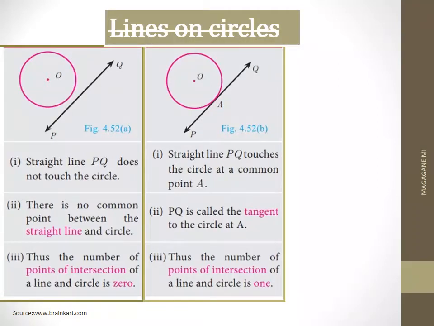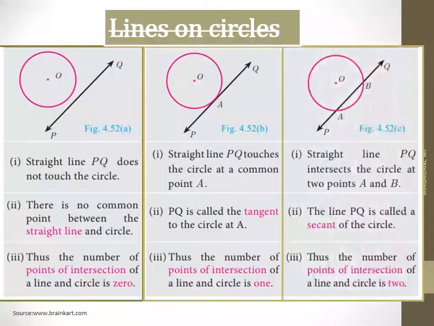Therefore, the number of points of intersection of a line and a circle is 1. So we only have 1 point of intersection. Here, if you solve for x and y simultaneously, you'll only get one x value and one y value.